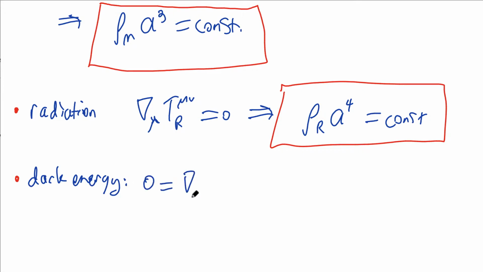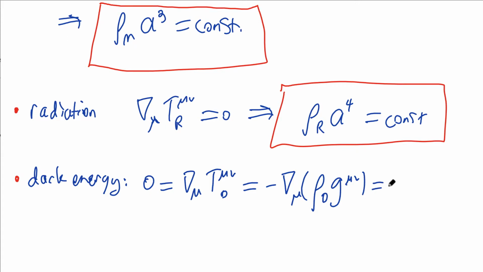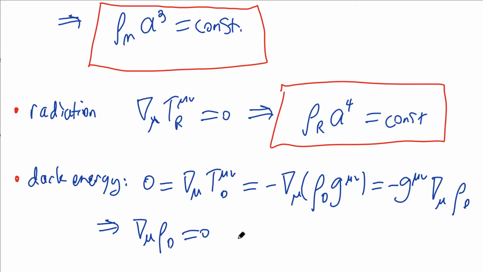So 0 equals del mu T mu nu for the dark energy. But T mu nu for the dark energy was just minus rho for the dark energy times G mu nu. Now the inverse metric can be pulled out from the covariant derivative. This is minus G mu nu del mu rho d. And now we can multiply through by the metric to cancel this inverse metric. So this tells us that the covariant derivative of rho d is equal to 0. But of course the covariant derivative is the same as the ordinary derivative when it acts on a scalar. So this just tells us that the dark energy density is equal to a constant.